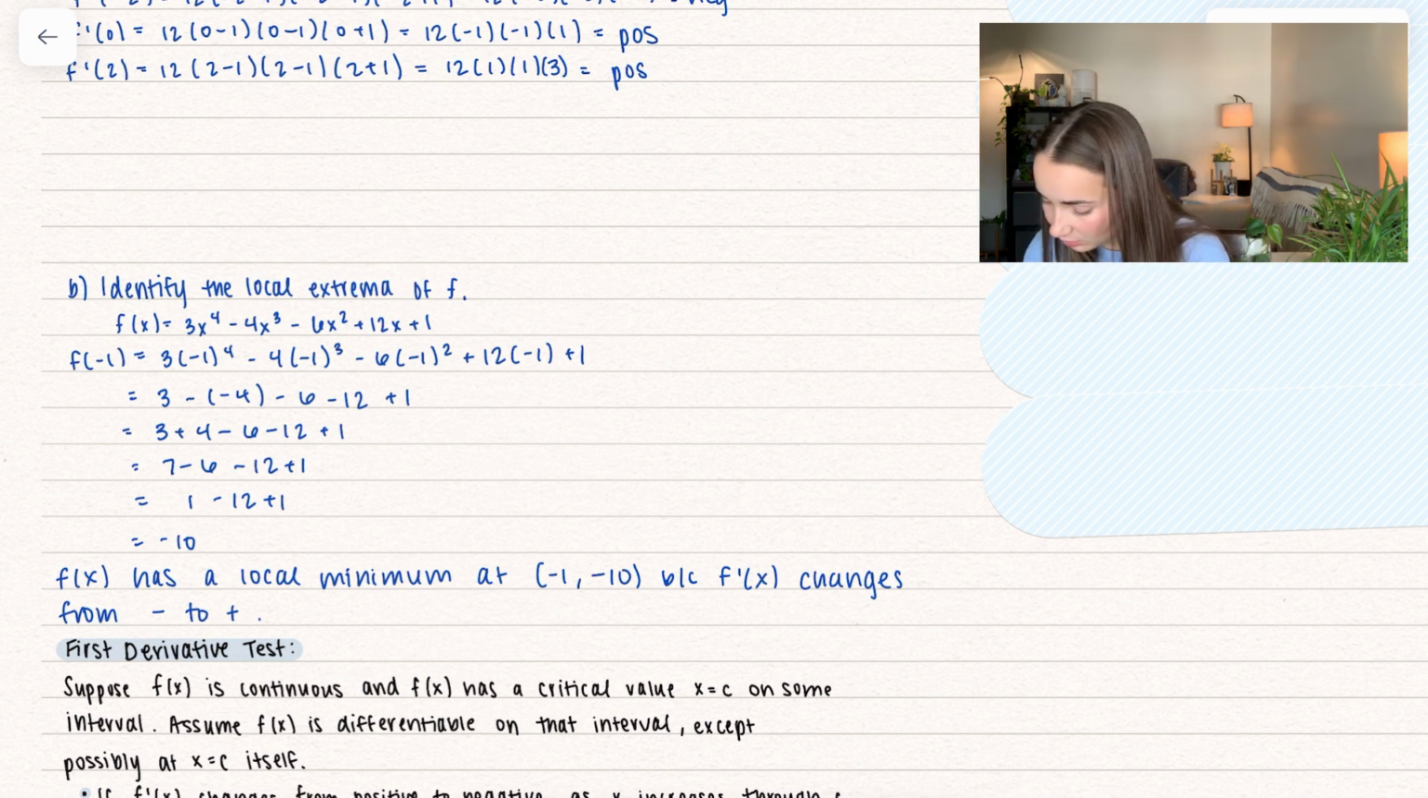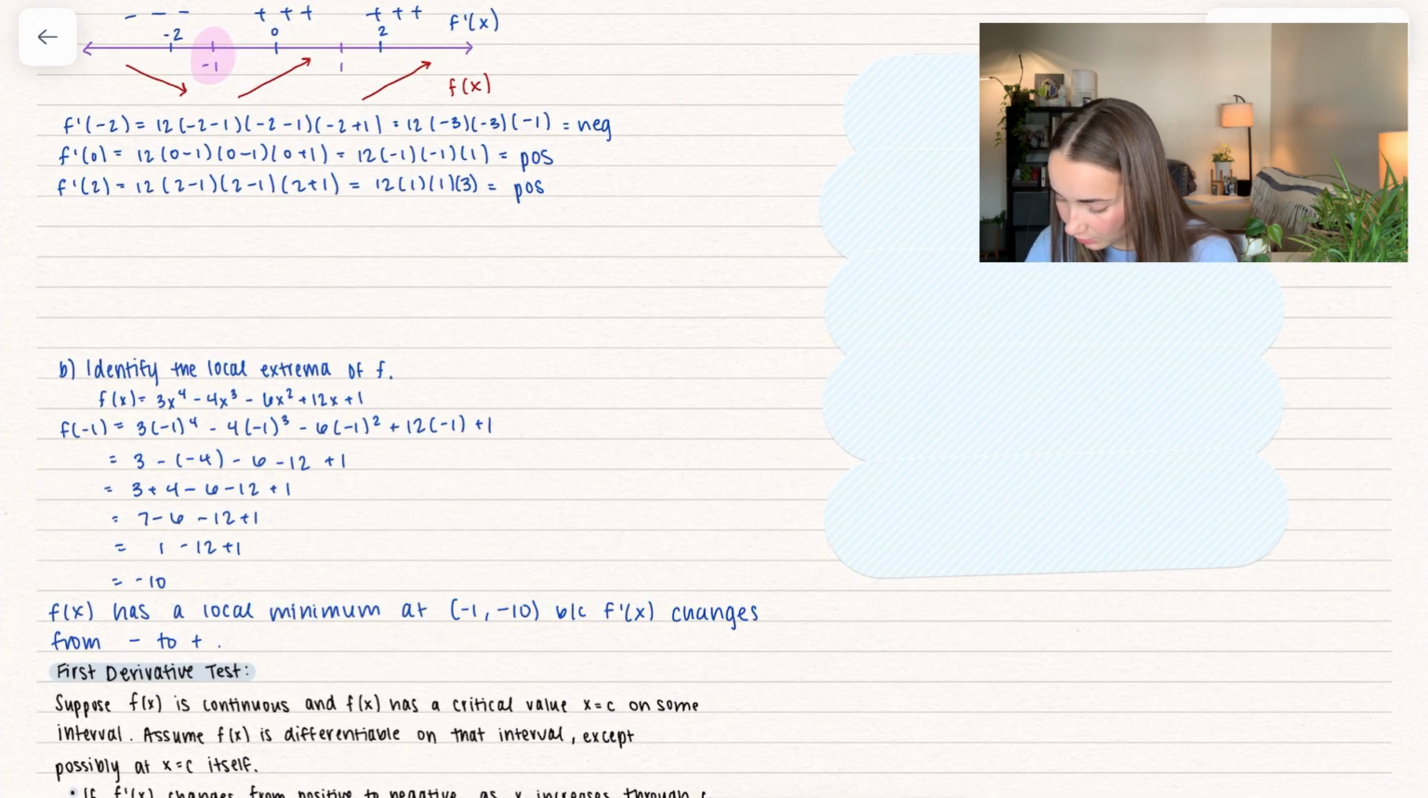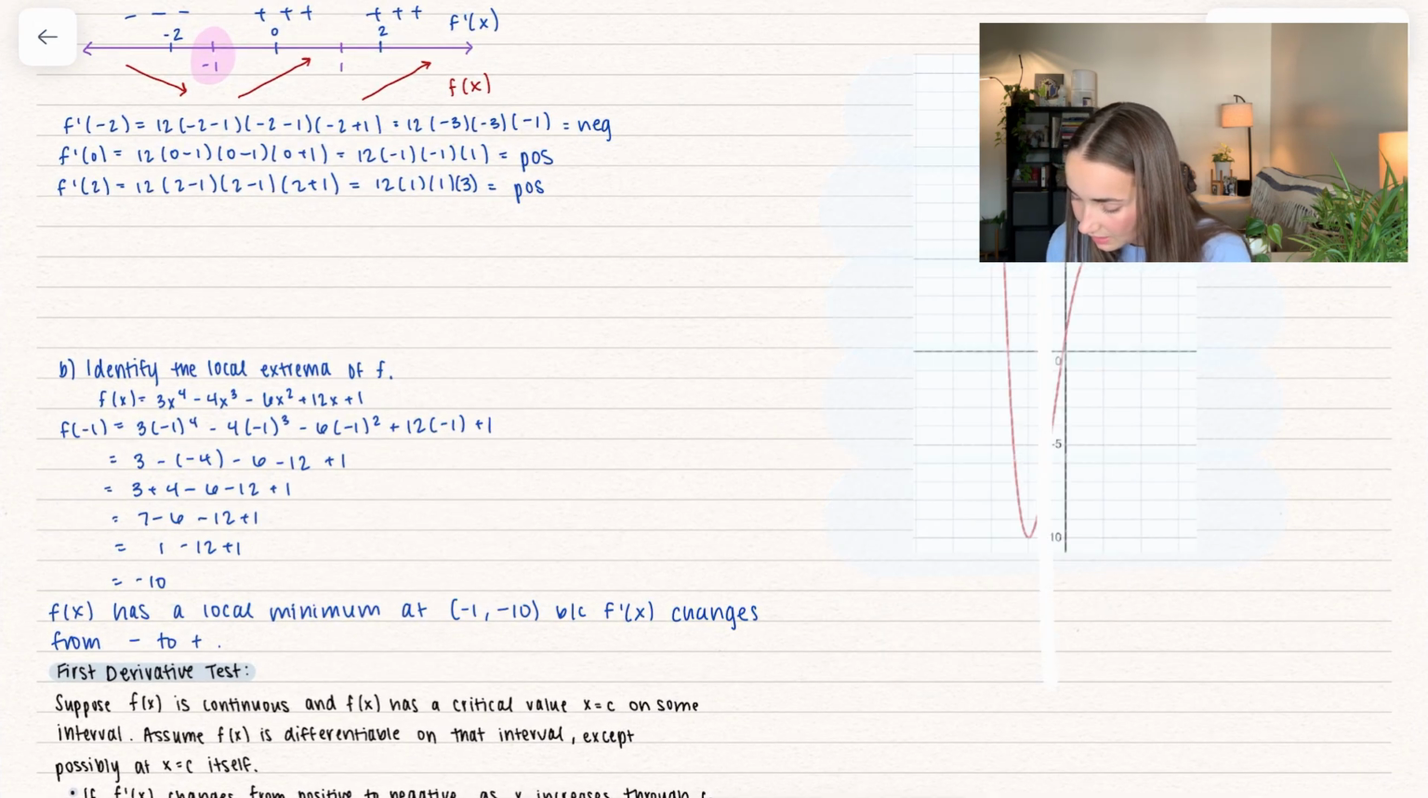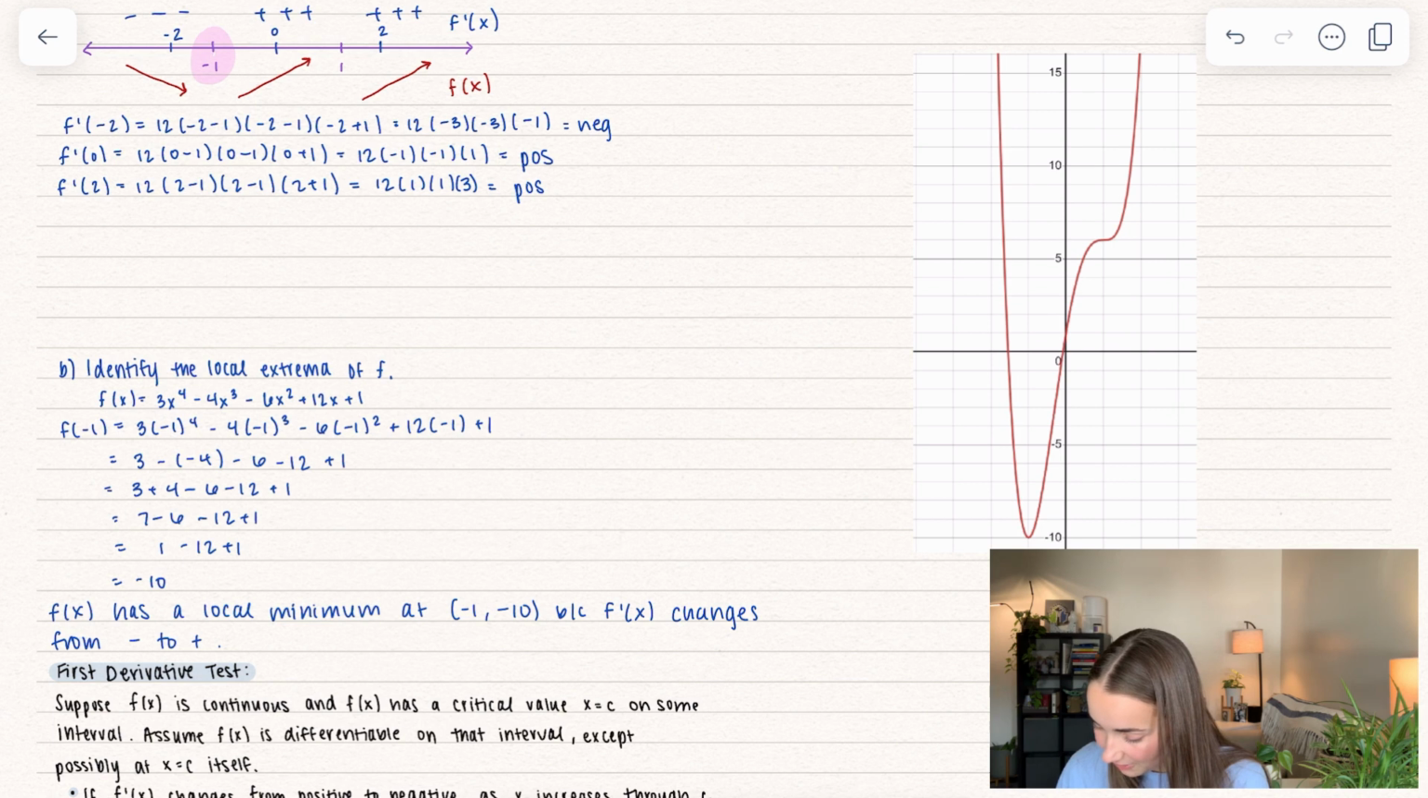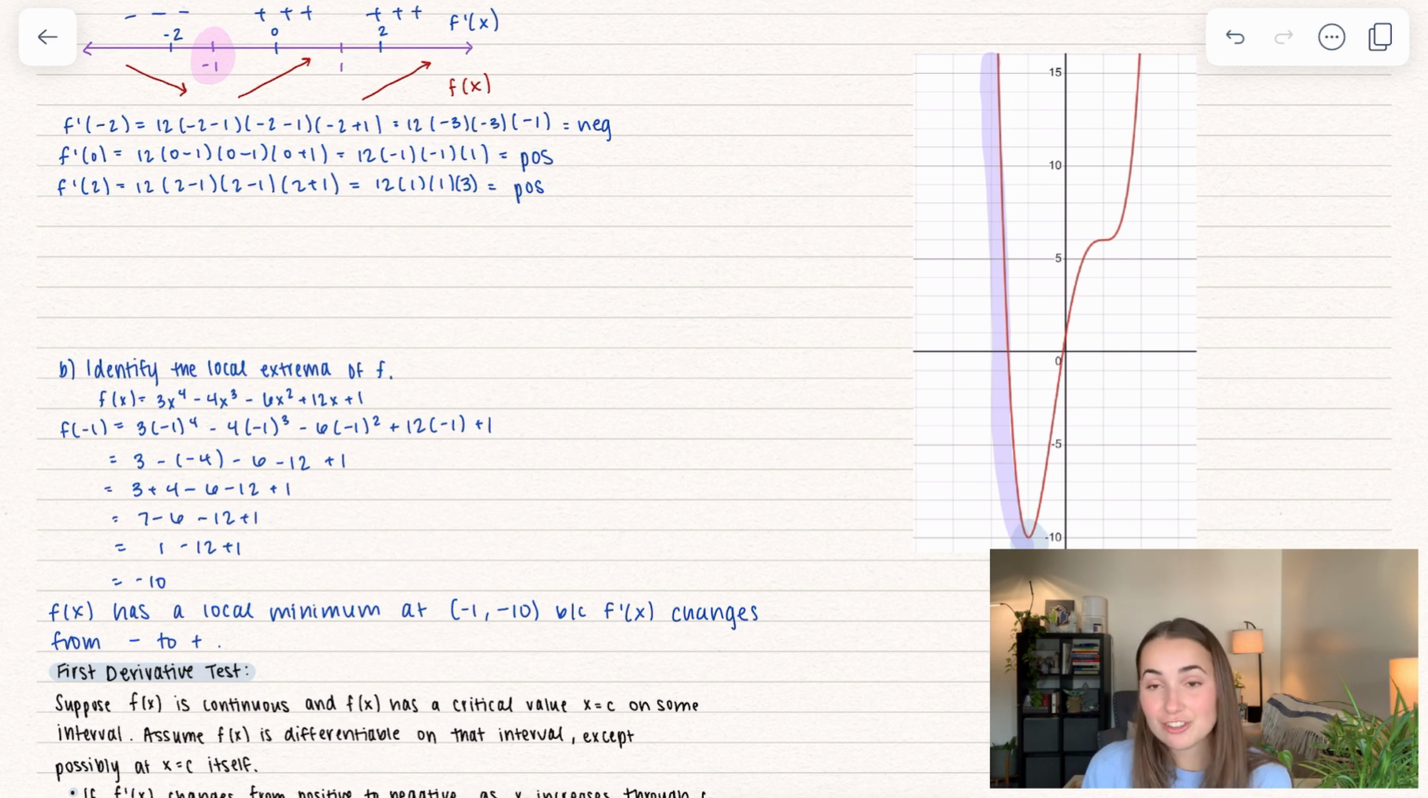So let's go ahead and take a look at our actual function. I have it graphed out right here. So we can see here our function is decreasing, decreasing, decreasing. And then we actually hit our local minimum, and that's going to be at -1, -10. In our case, it's actually going to be our absolute minimum because our function is increasing on either side.